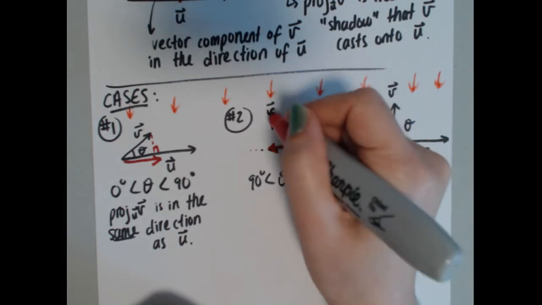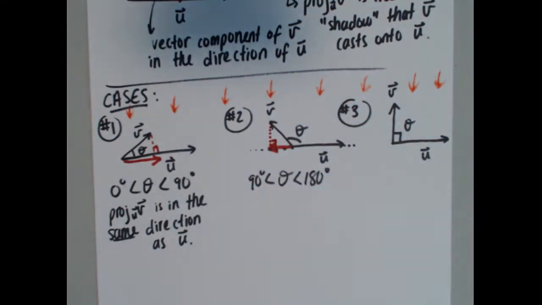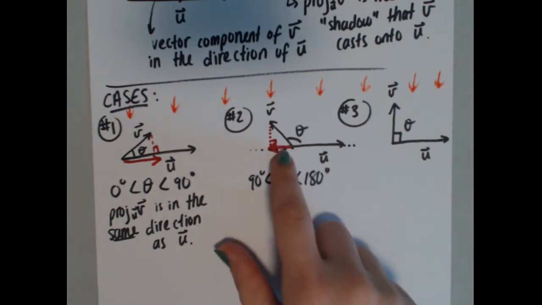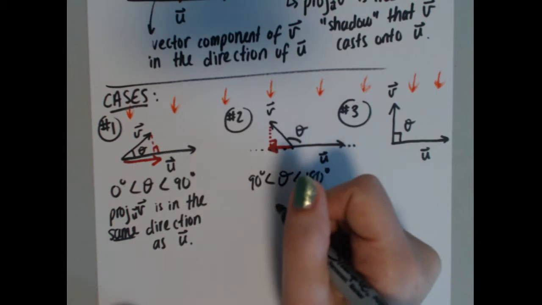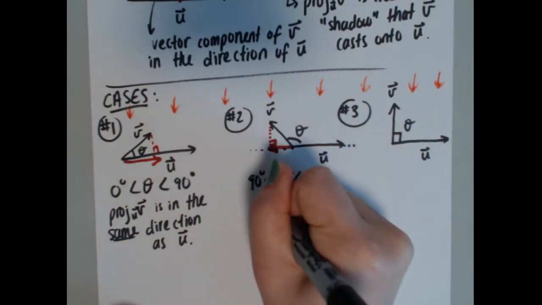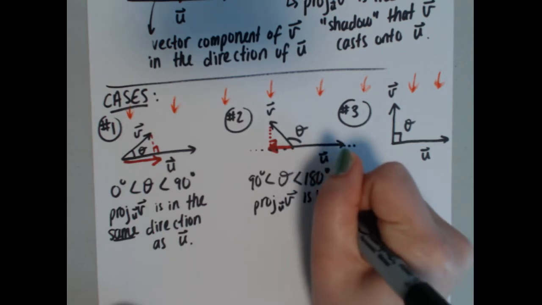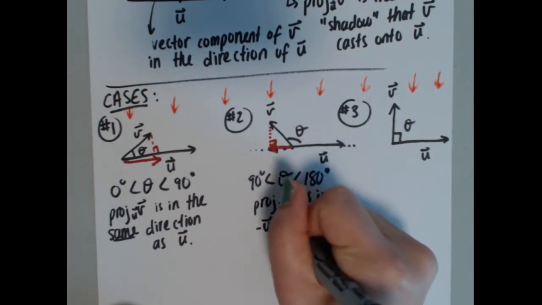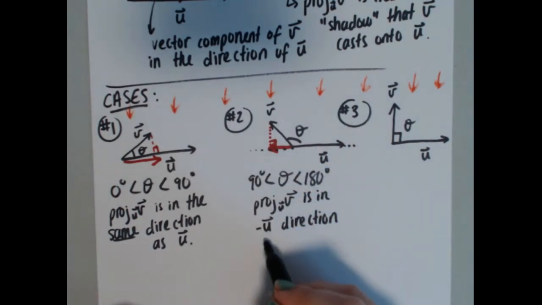From v, I draw a vertical dashed line down to where the line of u is. So there's the 90 degrees. But this arrow down here, that's the projection. What I see here is that the projection of v onto u is in the minus u direction. All that means is it's in the direction opposite of u.